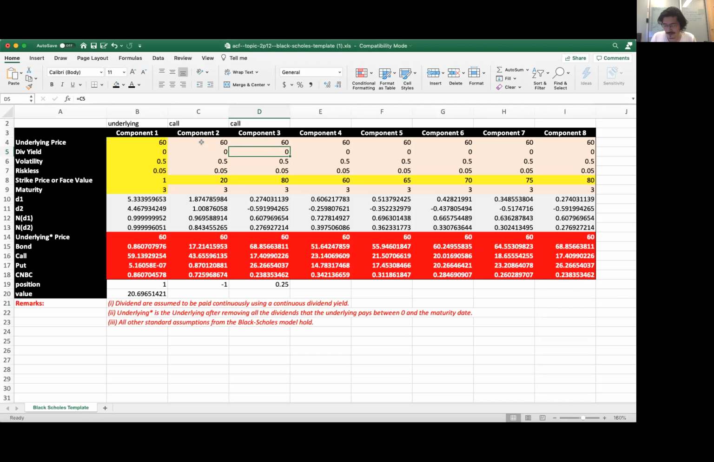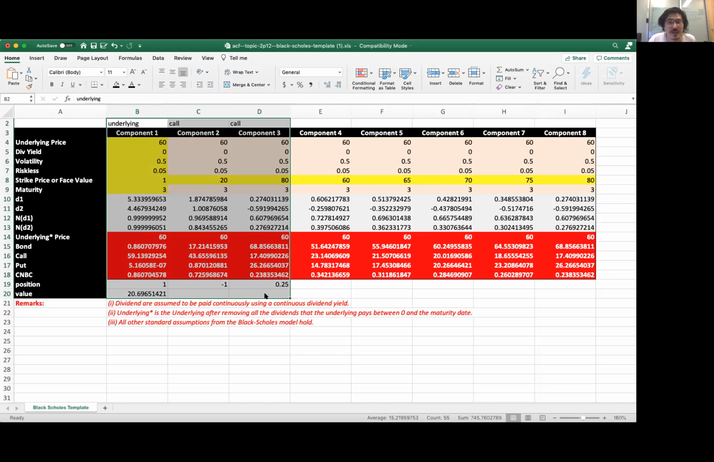So one column for each component, 60 million. So everything is in units of million here. 60 million, no dividend yield, volatility 50%, 5% riskless rate, 3 years to maturity. The strike price when I have my underlying column doesn't matter, so you can put any positive number, it's irrelevant. But the number is relevant for the call options because they have specific strike prices: 20, and 80. So these are the only parts of this template that we're using.